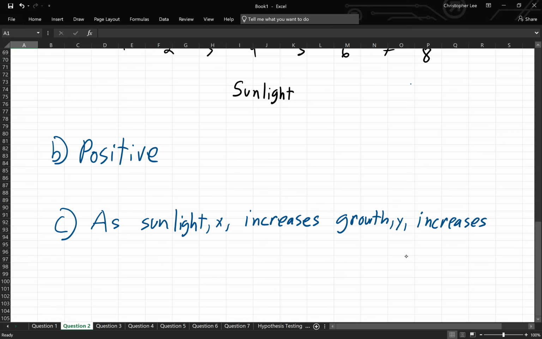Again, if it's negative, right? It's going to be as X is increasing, Y is decreasing. It's positive as X is increasing, Y is increasing. Okay.